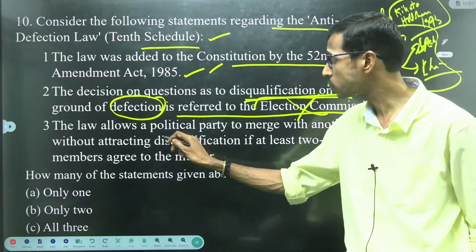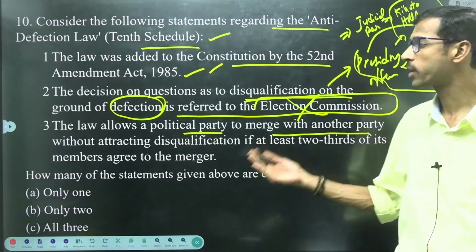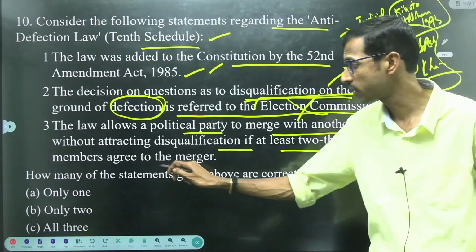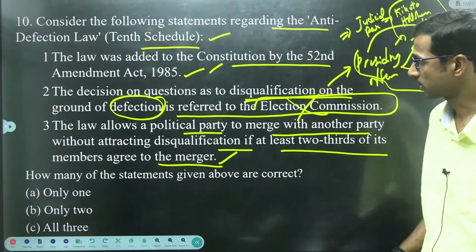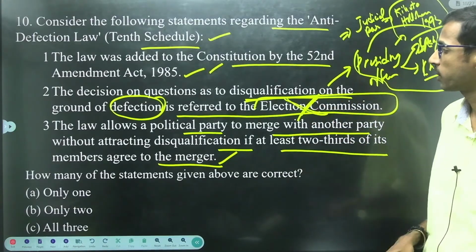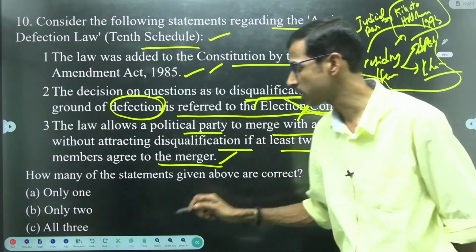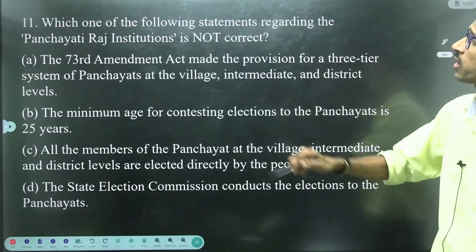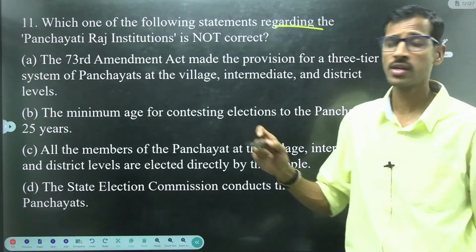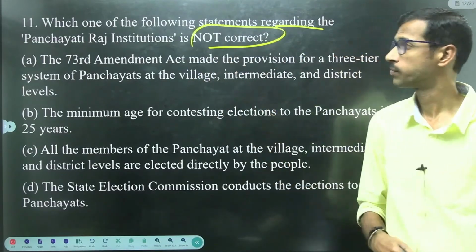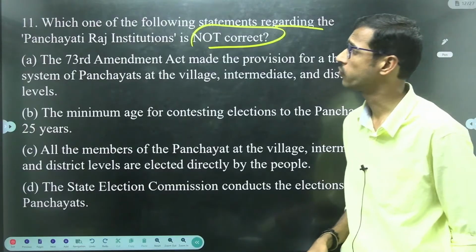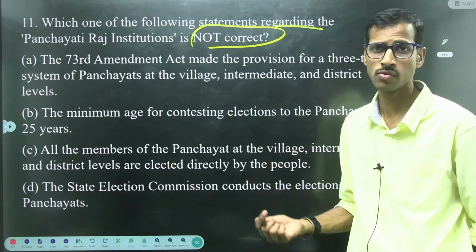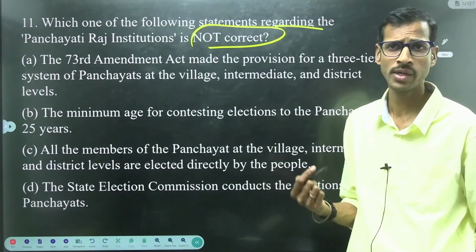The law allows a political party to merge with another party without attracting disqualification if at least 2/3 of its members agree to the merger. This is correct, right? So only this statement is not correct. Statements 1 and 3, only 2 statements, are correct. Which one of the following statements regarding the Panchayati Raj institutions is not correct, right? It is very important, because whether you take Panchayati Raj institutions or municipalities, one or two questions will come, right?